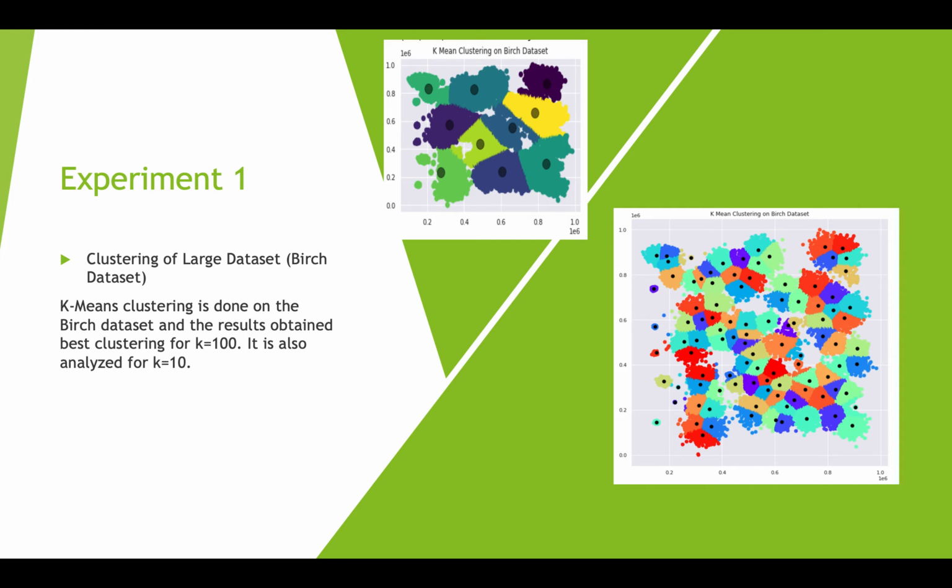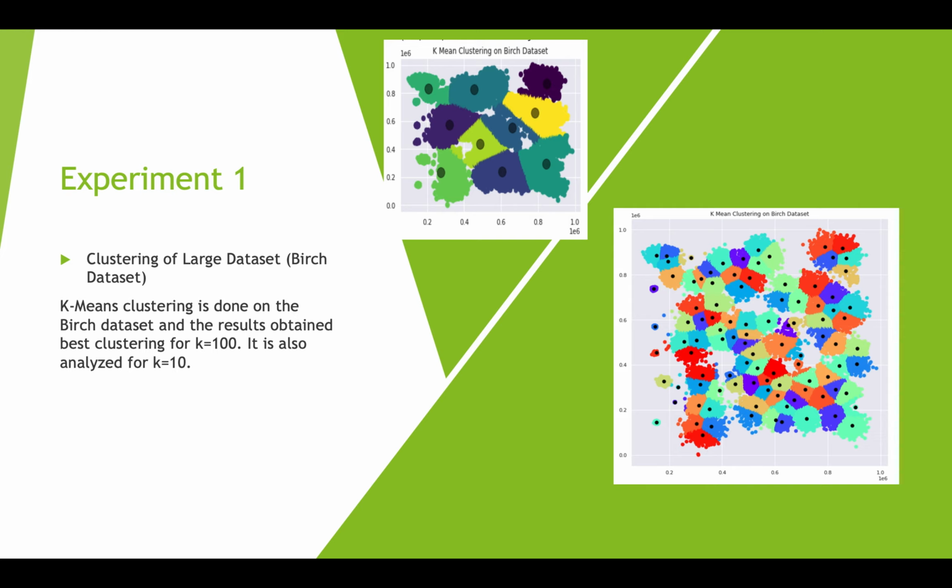This is my first experiment. This is basically clustering of a large dataset, for which I used the Birch dataset. I used two values, k equal to 10 and k equal to 100. And k equal to 100 is the right value, and we can calculate it using the elbow method, and it was also provided along with the dataset.